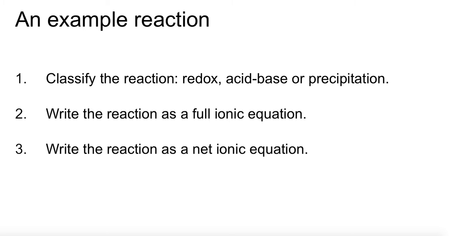We also may be asked to take a reaction that occurs in aqueous solution and write it as a full ionic equation, where we actually show how things like soluble salts split up into their individual cations and anions. And finally, we can take our full ionic equation and cancel out spectator ions to make a net ionic equation. So what I'd like to do is to look at an example reaction and just go through these steps with you.